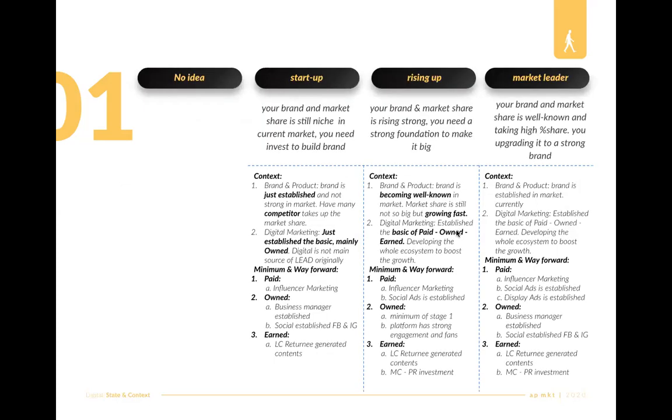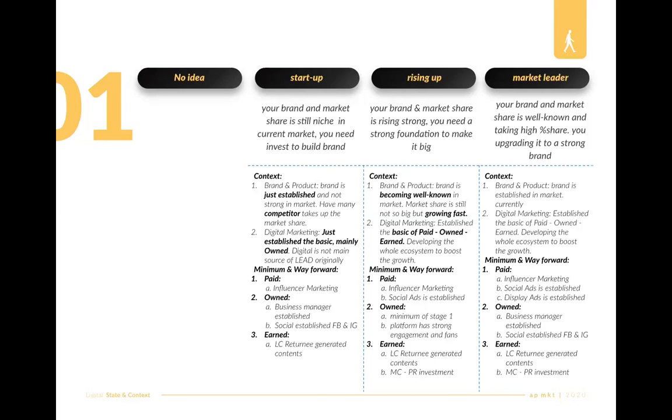So for each type of entity in the digital ecosystem, I have classified the context, the minimum, and the way forward. This can be adjusted for different entity contexts. There's not a significant differentiation, but in digital marketing, the startup entity is the one that has just established the basics. So mainly we have the owned platform. If you only have the owned platform so far, it means you are only at startup level.